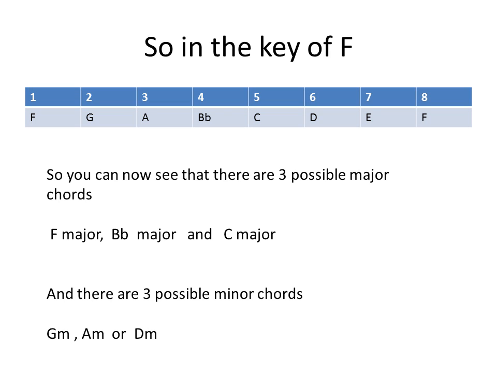So when we did all that, we can see that 1, 4, and 5, that's going to be your major chords. F major, B flat major, C major. And then there are 3 possible minor chords: G minor, A minor, D minor.